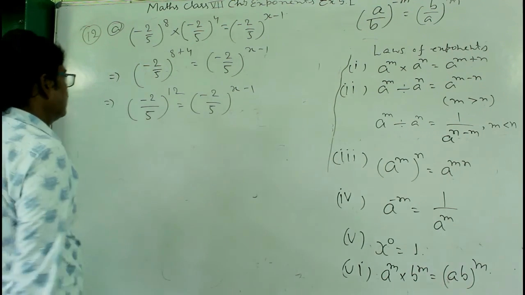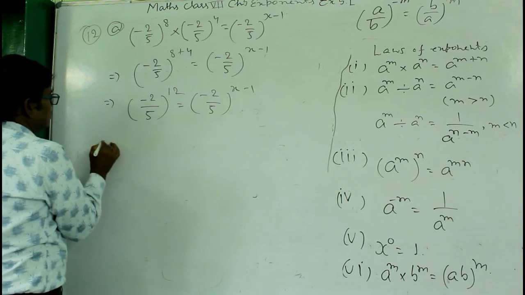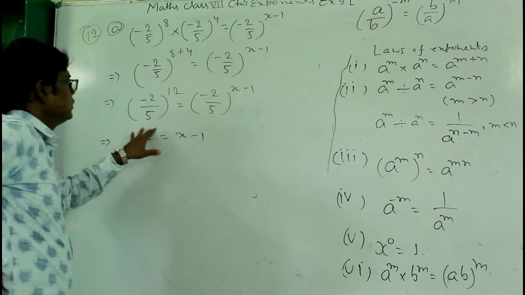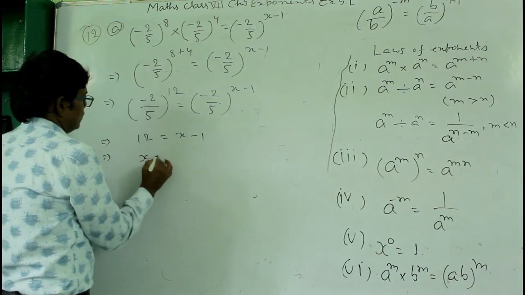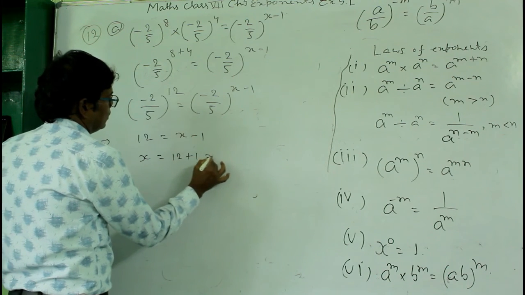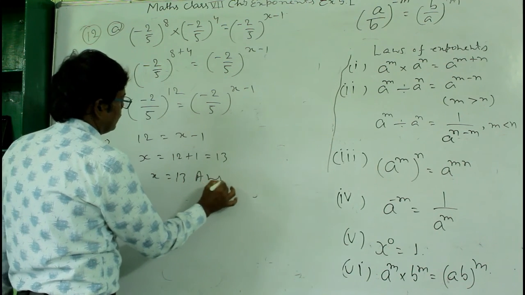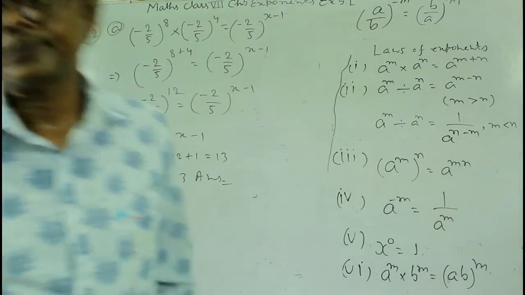So now see here that on both sides the base is same. So this implies 12 equal to x minus 1. When the base is equal, then the power will also be equal. So x equal to 12 plus 1, that is 13. So x equal to 13 is the answer of this question.